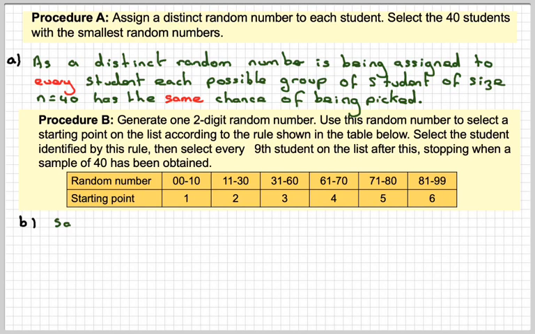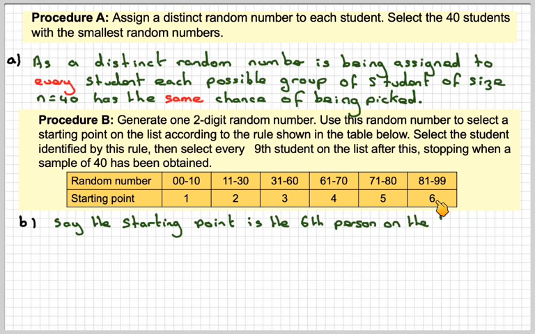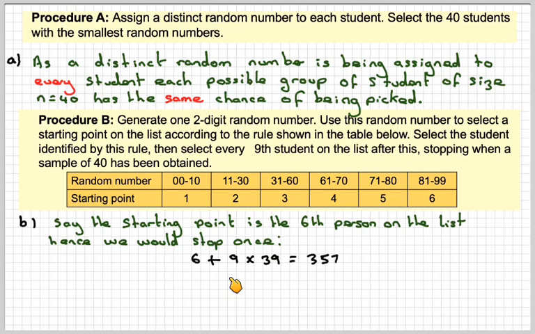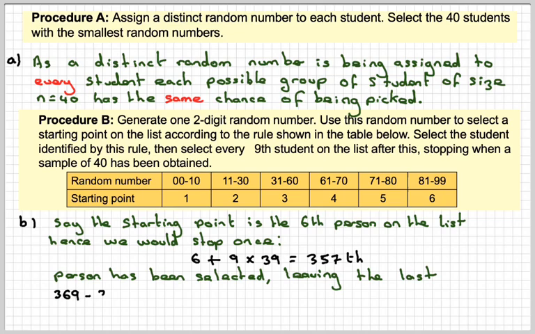What is the problem with this for a simple random sample? Say, for example, we had the starting point of the 6th person on the list. Then there are 39 more people to be selected. They're 9 apart, so that will take me to the 357th person on the list, which will mean that the last 369 minus 357, which is 12 students, are not being selected.